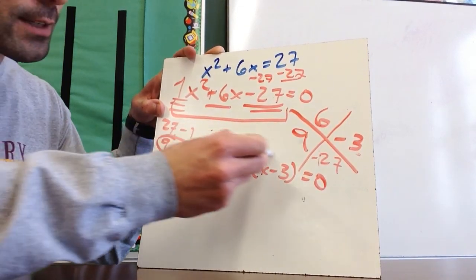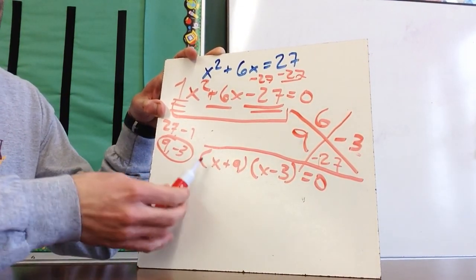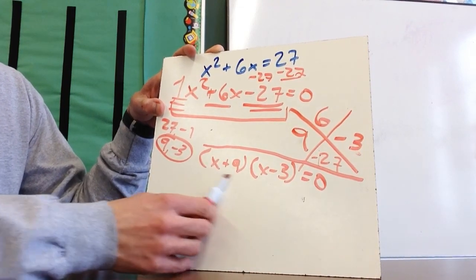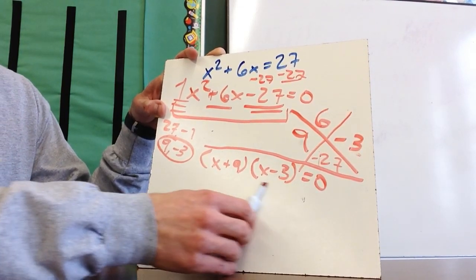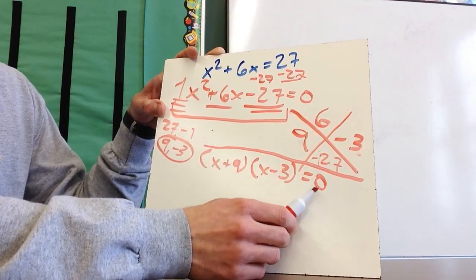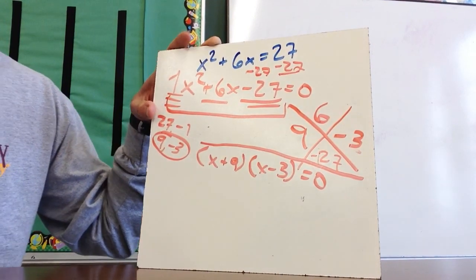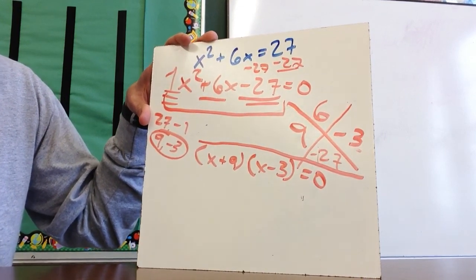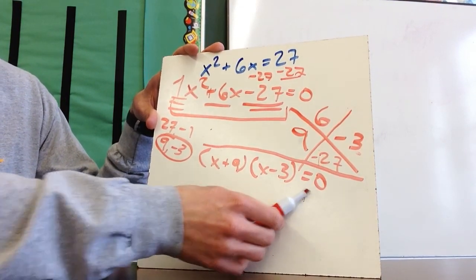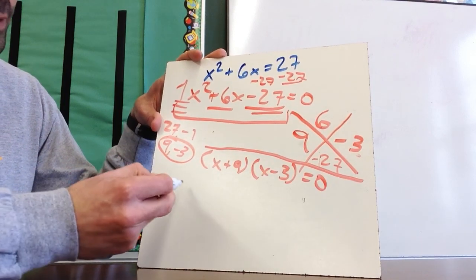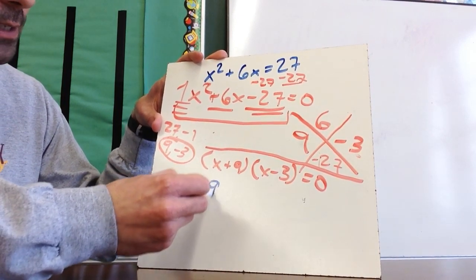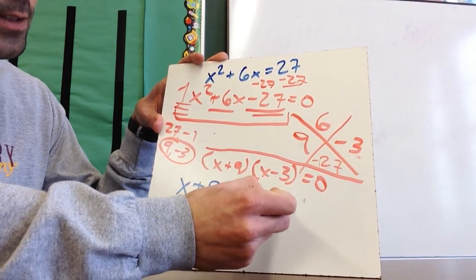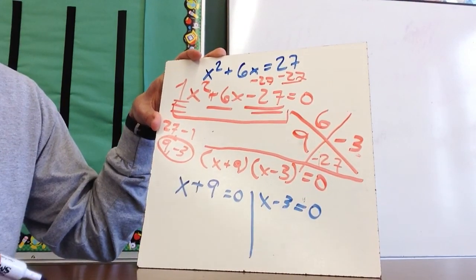Now, thinking about just this part, remember we talked about this being a multiplication problem. Think of this as a number, and this as a number, and when multiplied together they give me 0. Well, what do I know about things when I multiply to get a product of 0? One of those two numbers has to be 0 in order for the product to be 0. So I'm going to break this into two problems: x plus 9 equals 0, or x minus 3 equals 0.